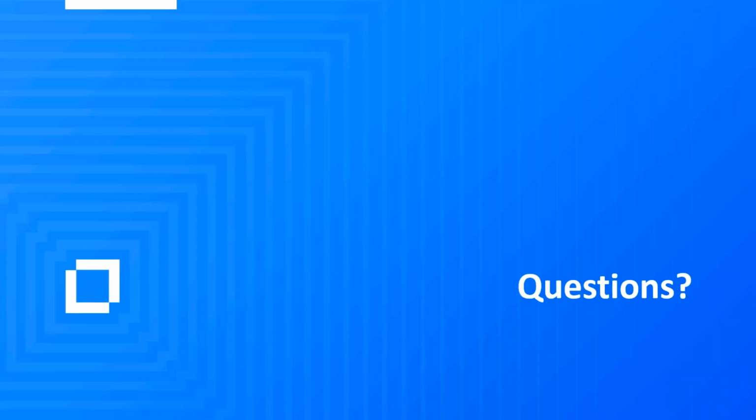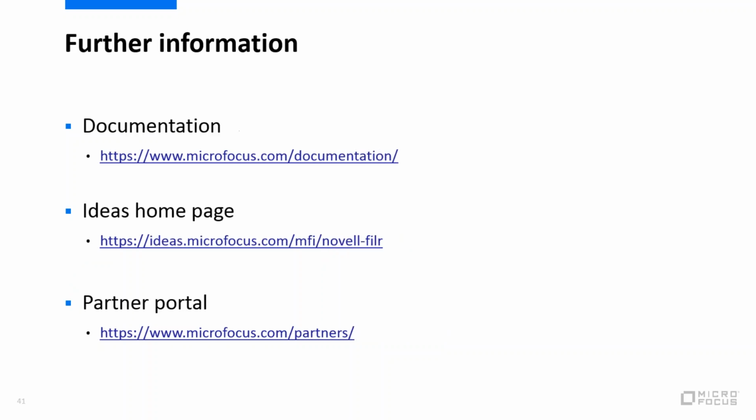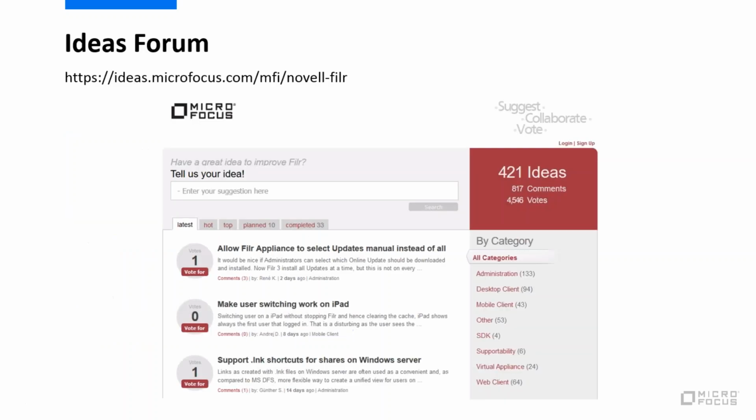With this, we are done with all that we had. I'm sure there are questions in the chat. I will also give you a sneak peek into what's next, so you can get more information about Filr. For customers who are new to Filr, you can download the evaluation version. You can get more details on the product homepage, as well as learn who are the other customers who are using it. There is documentation, a link to the Ideas portal, and for those of you who are partners, you can get resources from the partners portal. So the Ideas portal, as I said, is crucial for us.